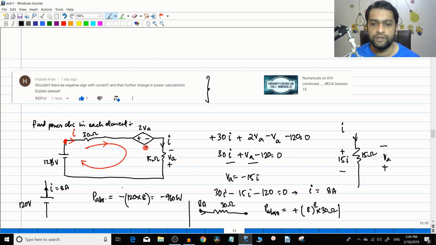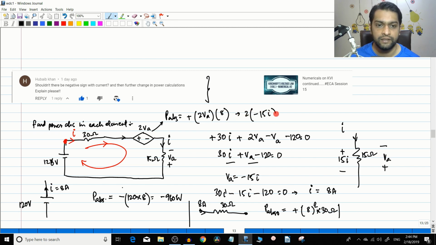Similarly, for this element you can see that the current is entering the positive terminal. Therefore, the power absorbed will be positive. Outside, I am putting plus just to show that the power absorbed is positive. Plus 2 VA into the current value, which is 8. And VA is equal to minus 15i, so you can substitute that here. You will get 2 into minus 15i into 8, which is 2 into minus 15 into 8 into 8.